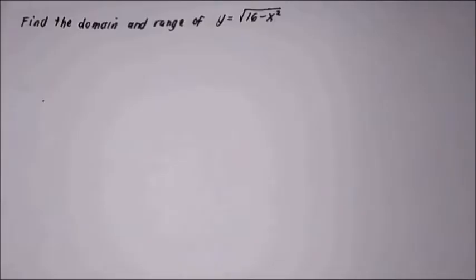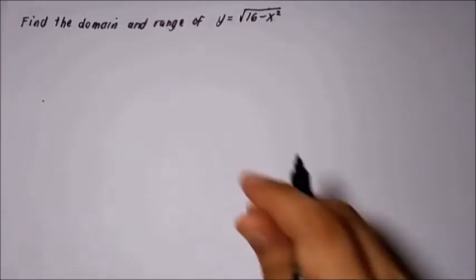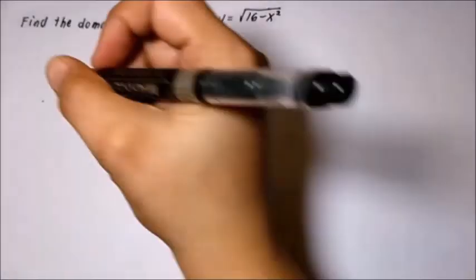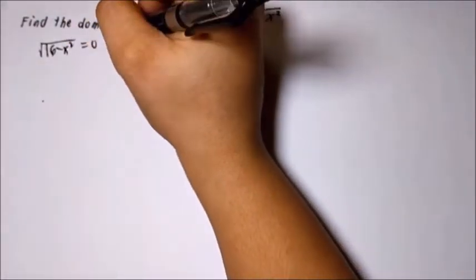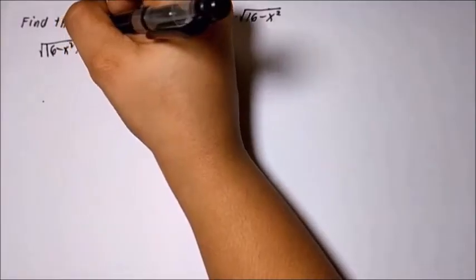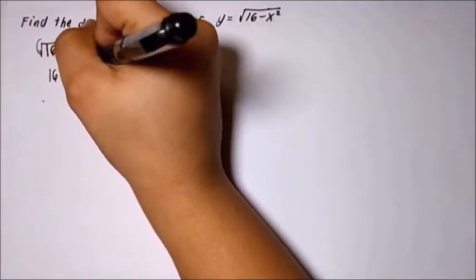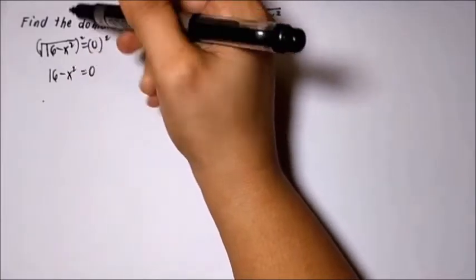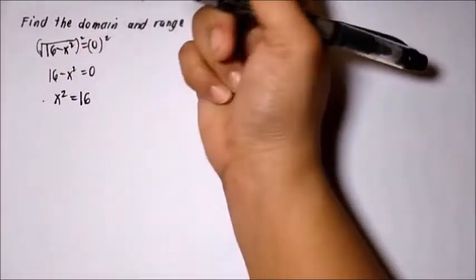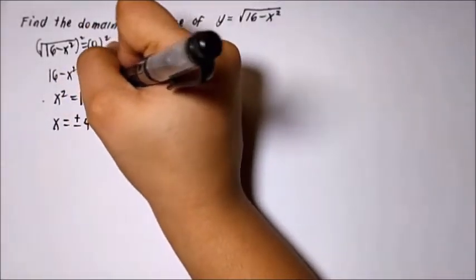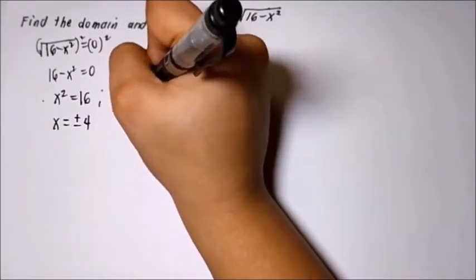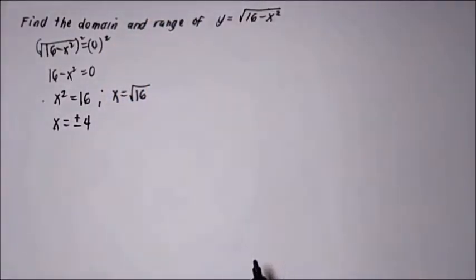Let's solve now for the domain and range of a given function. With this given, y equals square root of 16 minus x squared. We will be getting the zeros, so let's equate this to 0. Square root of 16 minus x squared equals 0. Square both sides, so we have 16 minus x squared equals 0. Transpose x squared to the other side: x squared equals 16. So x would be positive and negative 4, because x equals the square root of 16, so we have two values, positive 4 and negative 4.